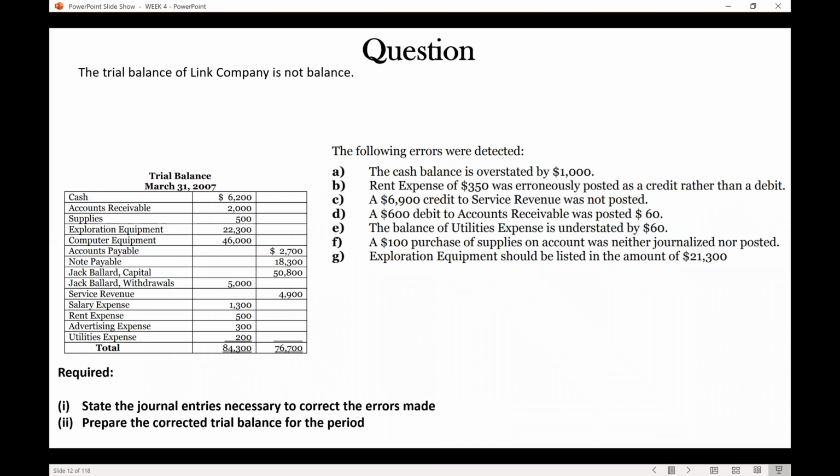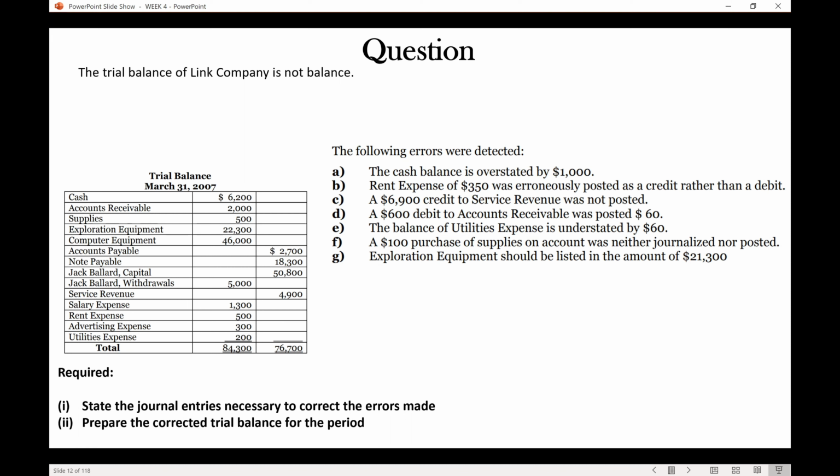So going back to the question, this time we're focusing on the errors A to G. The first error says the cash balance is overstated by 1,000. So let's look here at cash. We're seeing where cash has a debit balance of 6,200. It is saying this is overstated. It should not be 6,200. It's overstated by 1,000, so it should be 6,200 minus 1,000, which would give us 5,200.